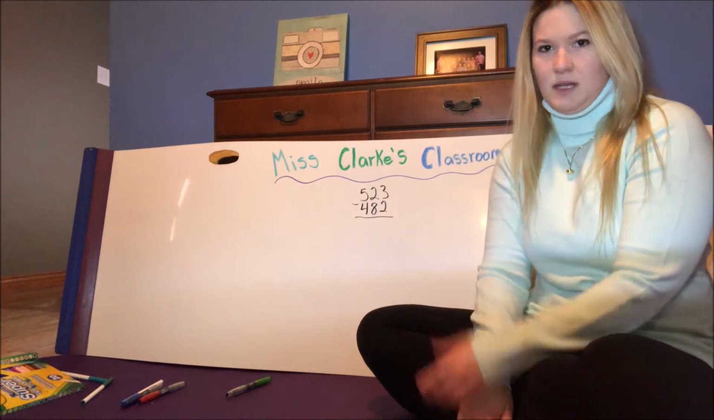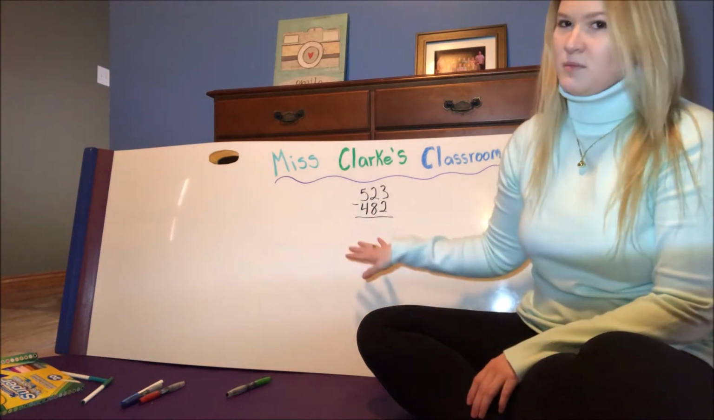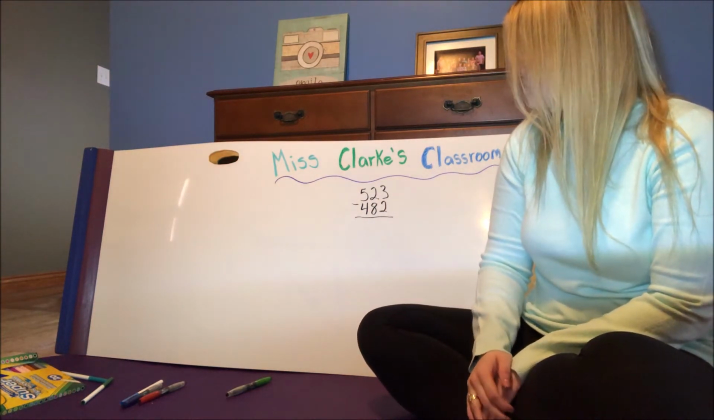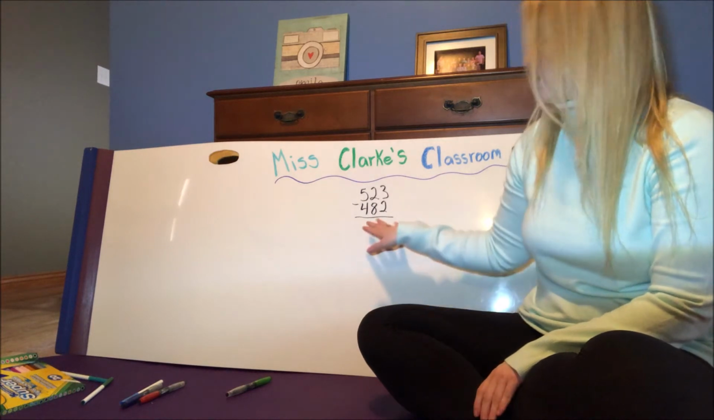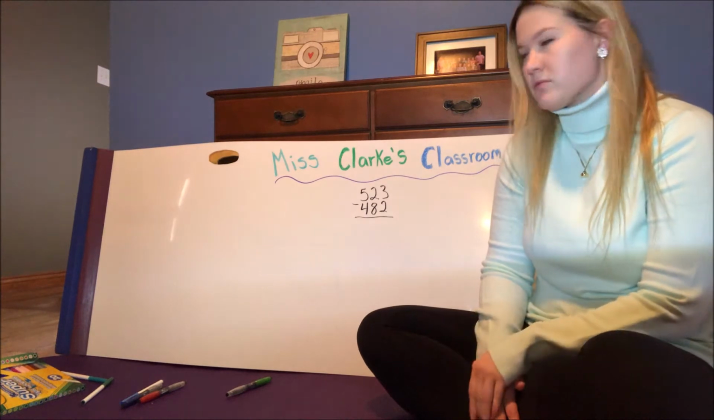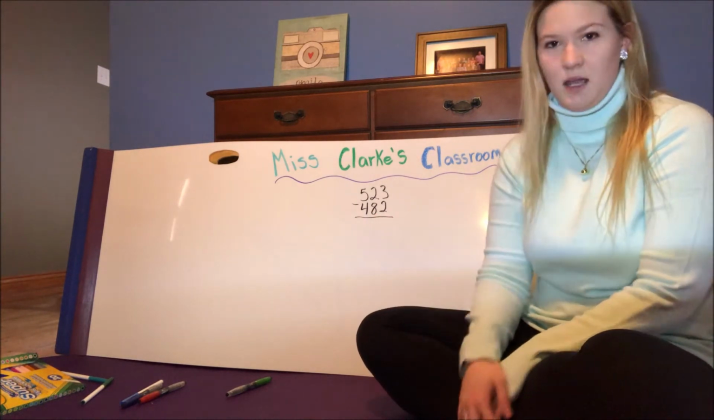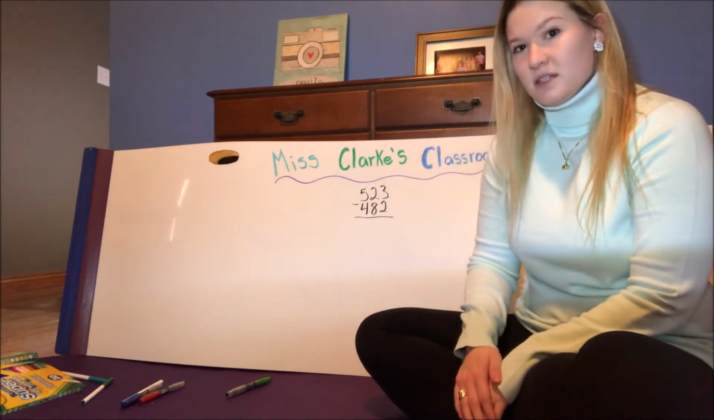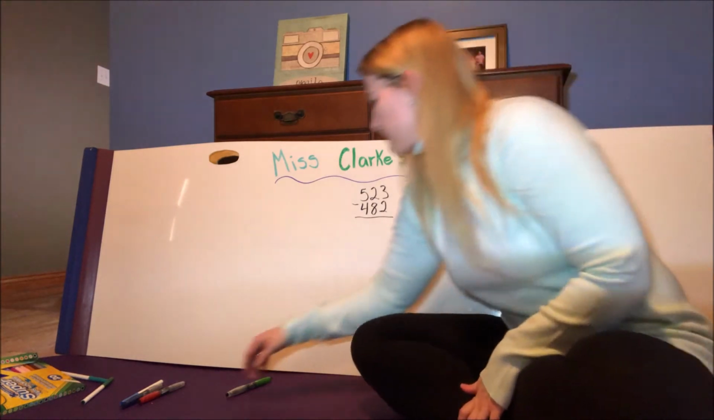So the first thing that we need is an equation, and you can see that on my board here I have one written, and it's 523 take away 482. Now when I look at this problem, I already know we're going to have some tricky regrouping because we know that we can't take 8 away from 2. So let's get started making our number line.